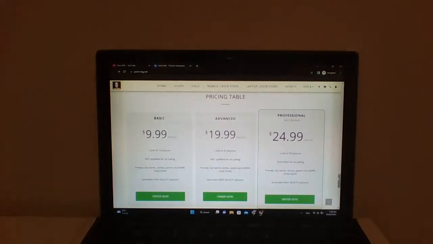Next, I would like to take you and have a look at our advanced plan. The advanced plan is just $19.99. For the advanced plan, we offer a limit of 25 pictures. Unfortunately, you're not qualified for art selling, which means that you can't sell your artworks in our online art selling store.